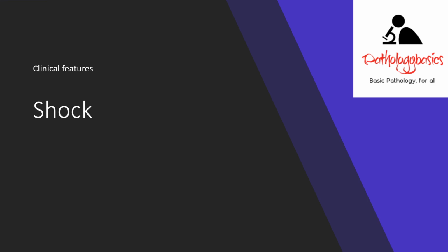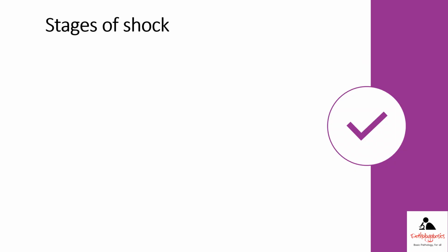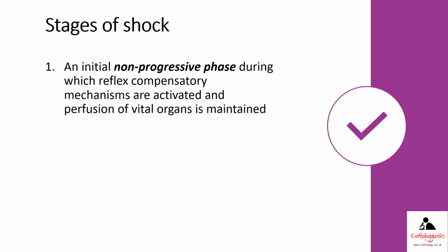What are the clinical features of shock? Shock begins as an initial non-progressive phase. Initially, when the tissue perfusion is going down because of either diminished myocardial contractility or diminished effective circulating blood volume, there are various reflex mechanisms that are activated which try to maintain perfusion of vital organs, like constriction of blood vessels, etc. Initially, the perfusion is maintained. It is called the non-progressive phase.